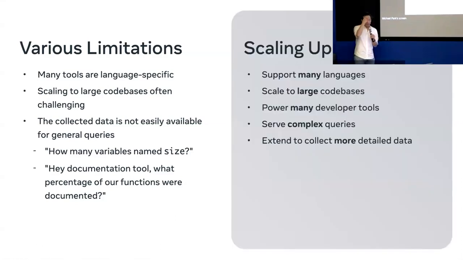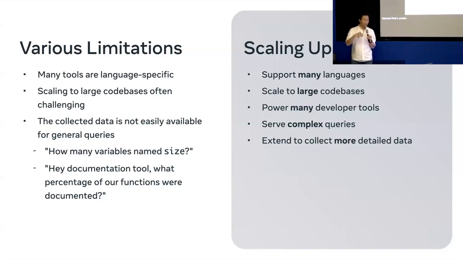So scaling up, we want to scale up along several different axes. One is to support many languages. We want to be language specific as well as language agnostic. We want to be able to scale to large code bases, such as the giant monorepo that we have at Meta. We want to be able to power many developer tools like the ones that we just went through and more, and be able to serve complex and flexible queries.